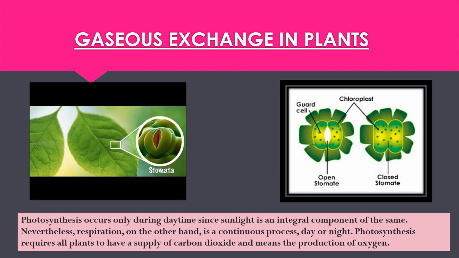Photosynthesis occurs only during daytime since sunlight is an integral component of the same. Nevertheless, respiration, on the other hand, is a continuous process, day or night. Photosynthesis requires all plants to have a supply of carbon dioxide and means the production of oxygen. So this gaseous exchange of oxygen and carbon dioxide that takes place during photosynthesis is again due to the stomata.